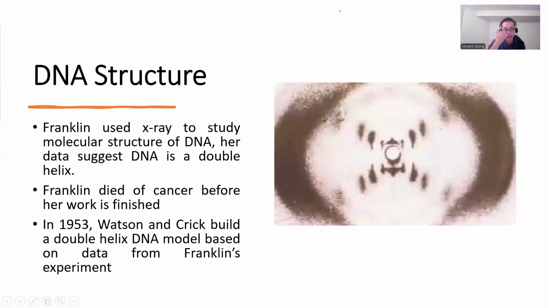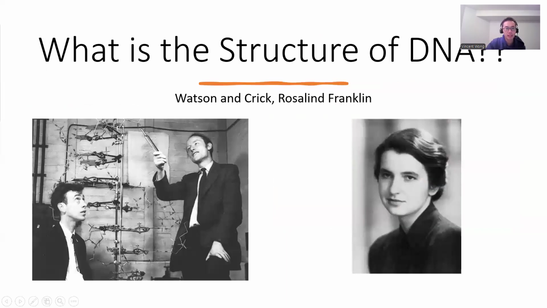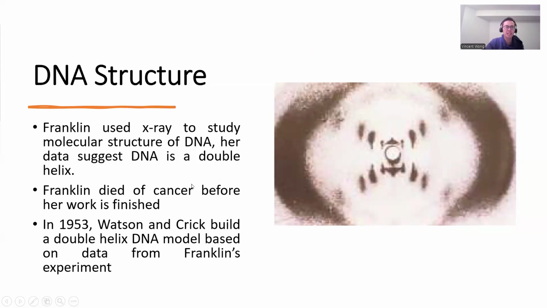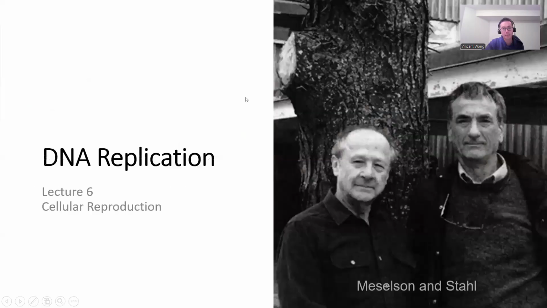Unfortunately, she died of cancer before she could finish her work. And later, what happened was Watson and Crick, which are these people here, took her data and built upon it, and they were able to create the first scale 3D model of DNA. They later won the Nobel Prize for that. But people are saying it should have been Rosalind Franklin who won the Nobel Prize because it actually was her data that allowed the discovery of the structure of DNA.